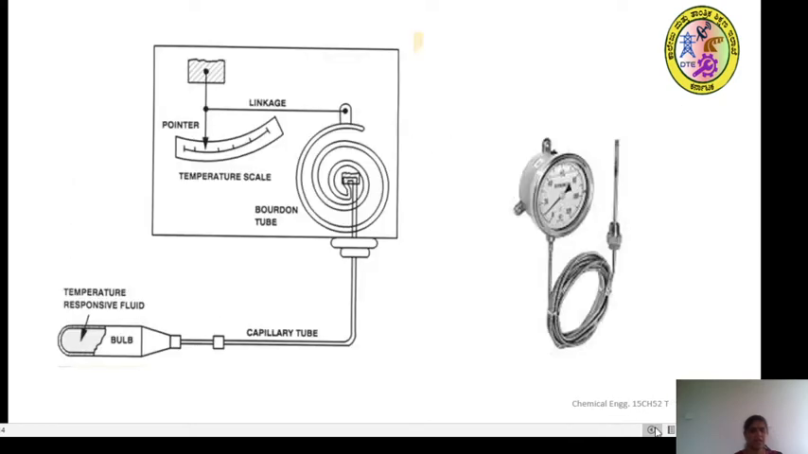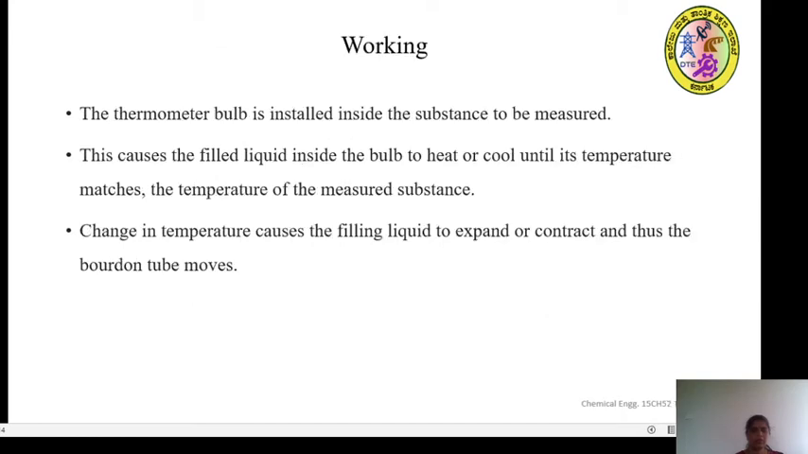You can observe from the diagram here, when it is dipped into the substance whose temperature is to be measured, it causes the liquid inside the bulb to either expand or cool based on the temperature of the measuring liquid. So change in temperature causes the filling liquid to expand or contract, and thus the Bourdon tube moves.